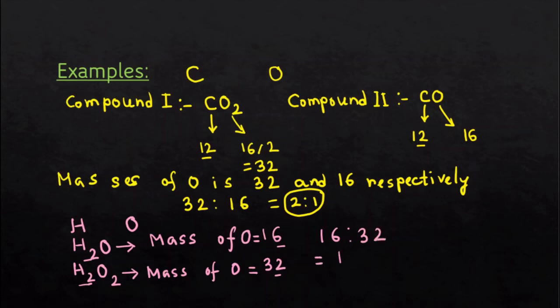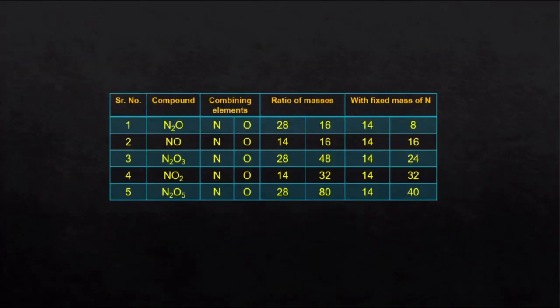If we reduce, it is coming as 1 is to 2. And again we are getting a small whole number ratio. That means these two compounds are also in agreement with the law of multiple proportions. Here I have a chart showing different compounds of nitrogen and oxygen: nitrous oxide, nitric oxide, nitrogen trioxide, nitrogen dioxide, nitrogen pentoxide. And as I already mentioned, here the combining elements are nitrogen and oxygen in all the cases.